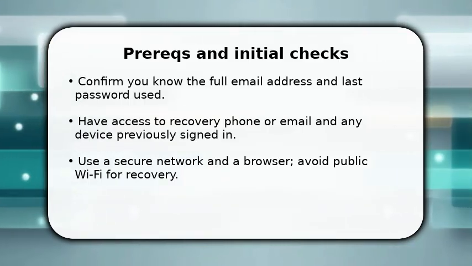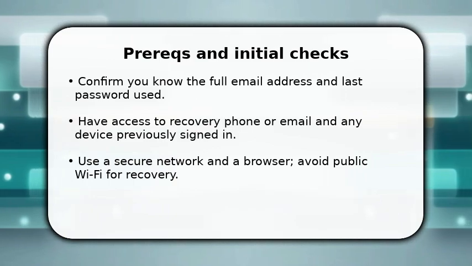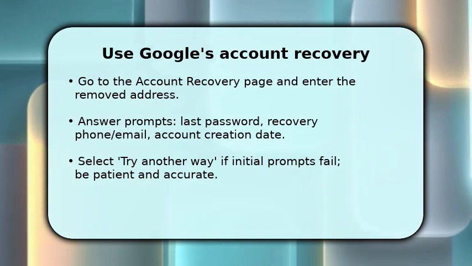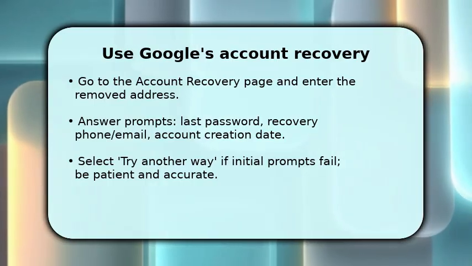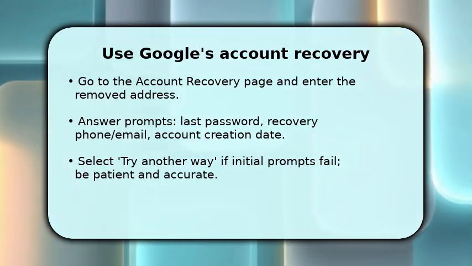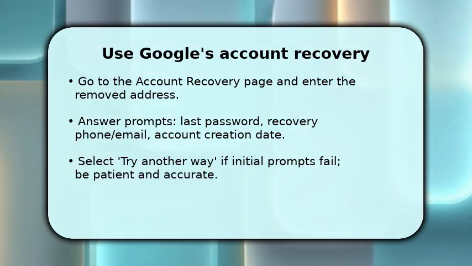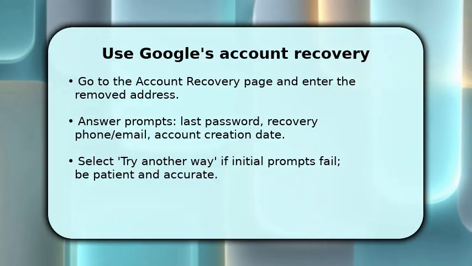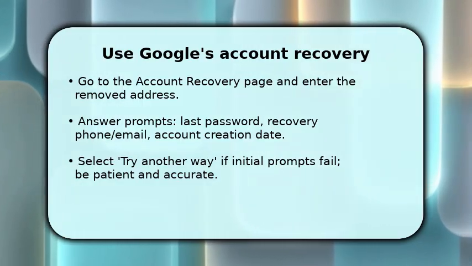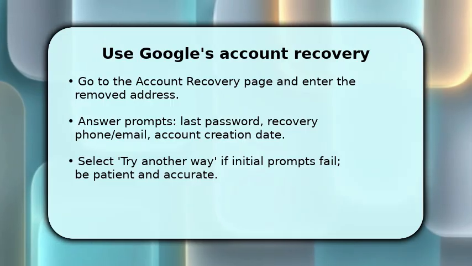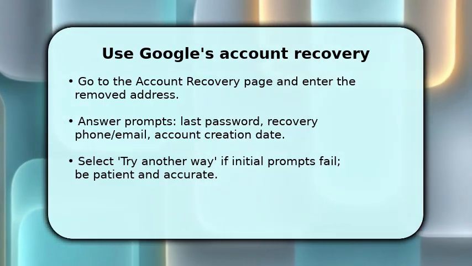You now run the recovery flow on Google's account recovery page. Enter the removed address and provide the last password you recall. This signals ownership. Next, respond to prompts for your recovery phone, email, or the account creation date. These details matter. If a code is sent, enter it promptly. If not, choose try another way and keep supplying historically accurate answers.